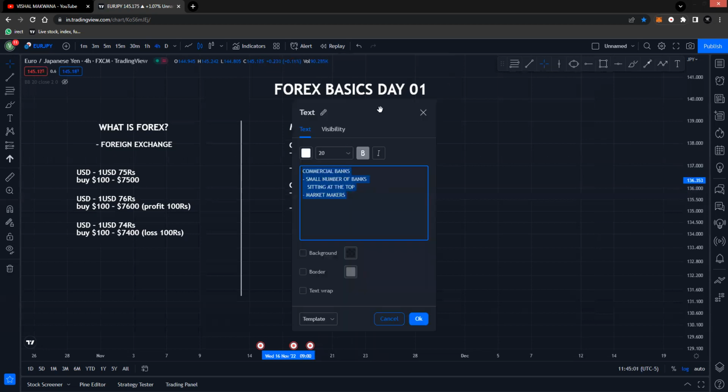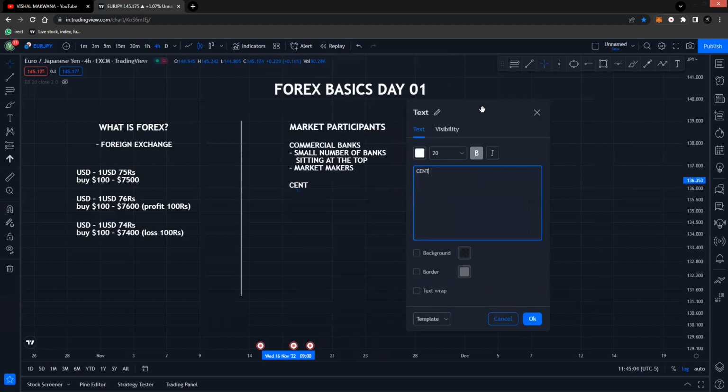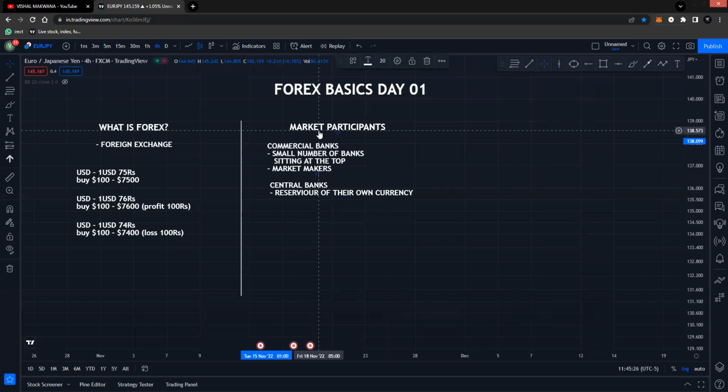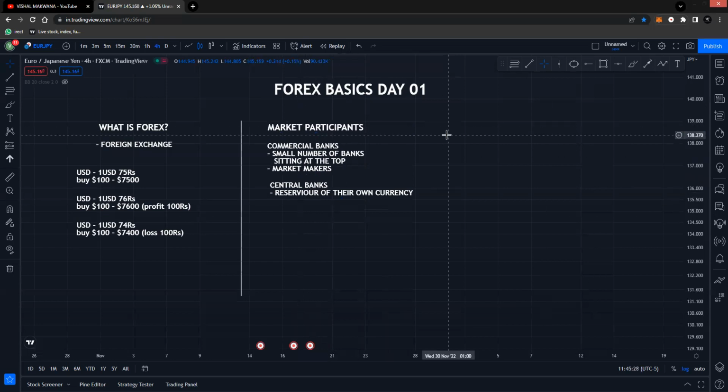Now the second participants are central banks. Now, what are central banks? Central banks are the banks that have the reservoirs of their own native currency. For example, the central bank in India will have large reservoirs of Indian rupees. In the USA, the central bank will have large reservoirs of US dollars.